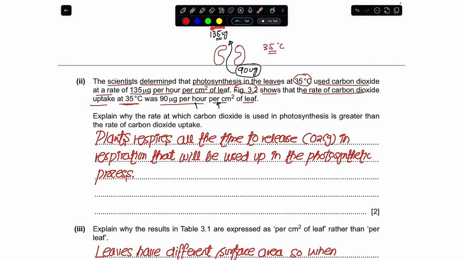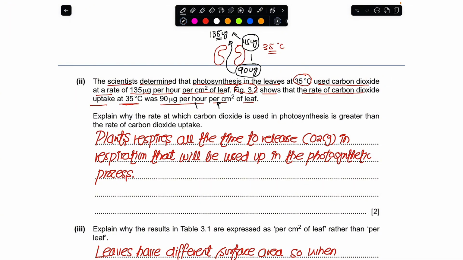So the plants are using more CO2, so that would imply, where is this increased CO2 coming from, if it is not coming from the external environment? And we see a very major difference: the difference is 135 minus 90, and that is 45 micrograms. So here we have to ask ourselves, from where is this extra amount of 45 micrograms coming, even though the plant was absorbing only 90 micrograms?